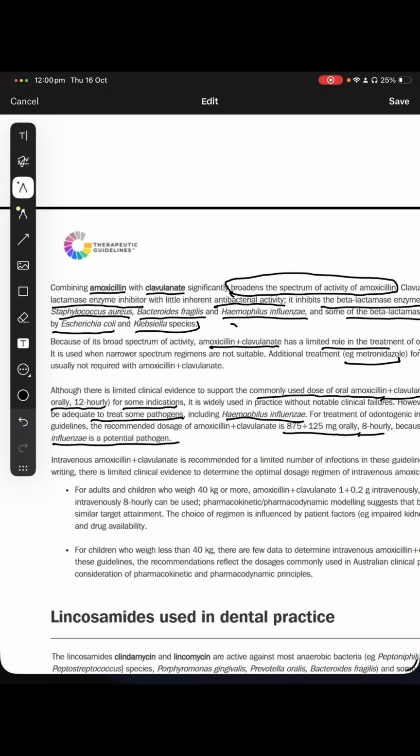We need to memorize these dosages and the timings of all the drugs. So amoxicillin plus clavulanate is 875 plus 125 milligram orally, 8 hourly.